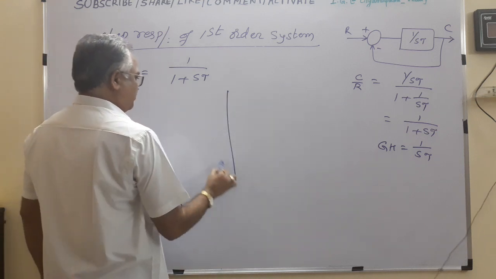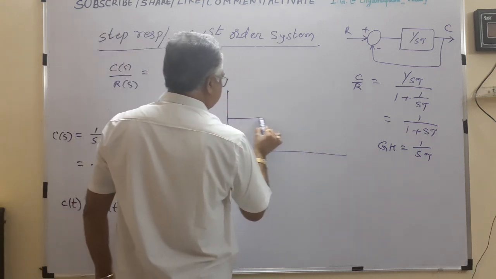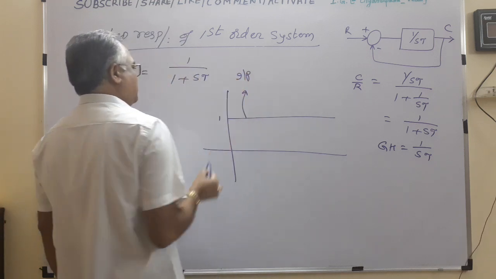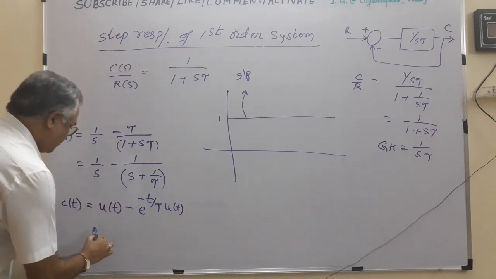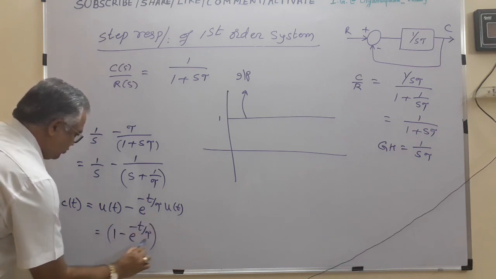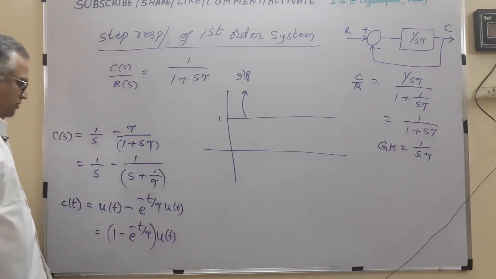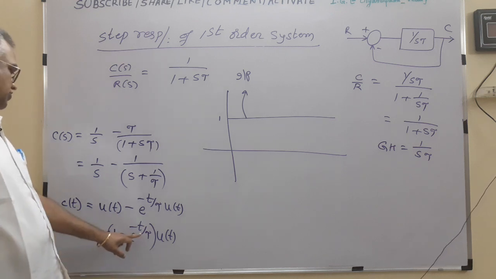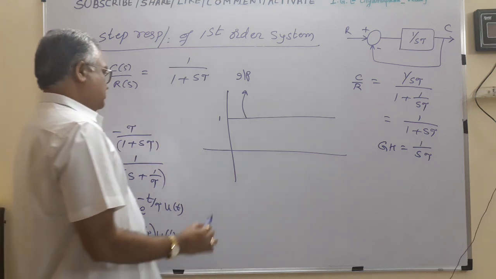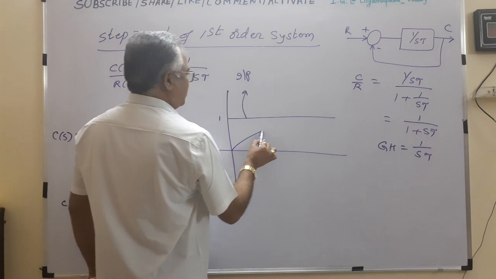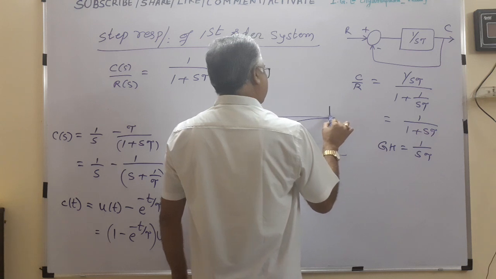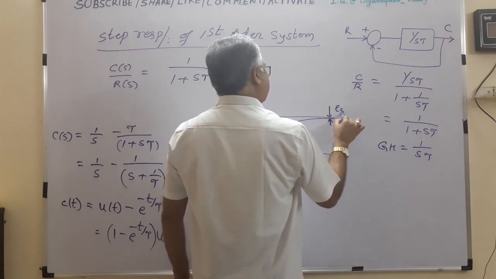So what is the input we are applying? Input is a step. This is the input. If you draw the output, 1 minus e power minus t by tau into U of t. So at t equal to 0, it will be 0. At t equal to infinity, it is 1. So it is a rising exponential. So this gap is the steady state error.